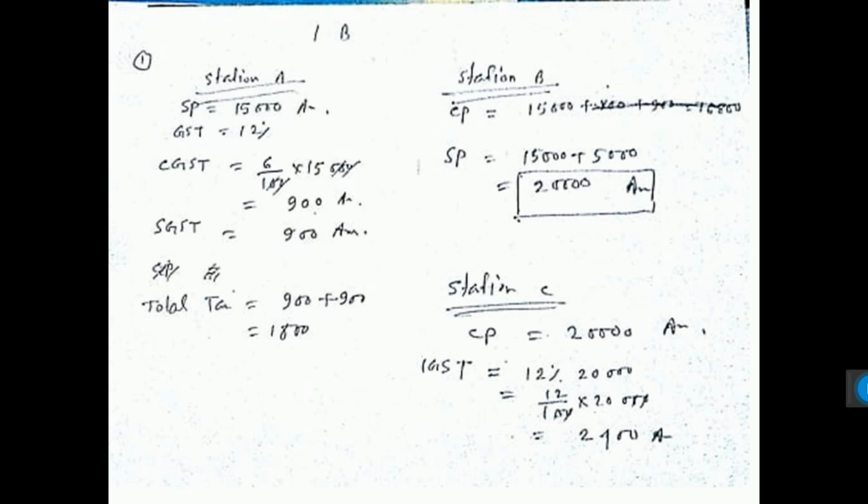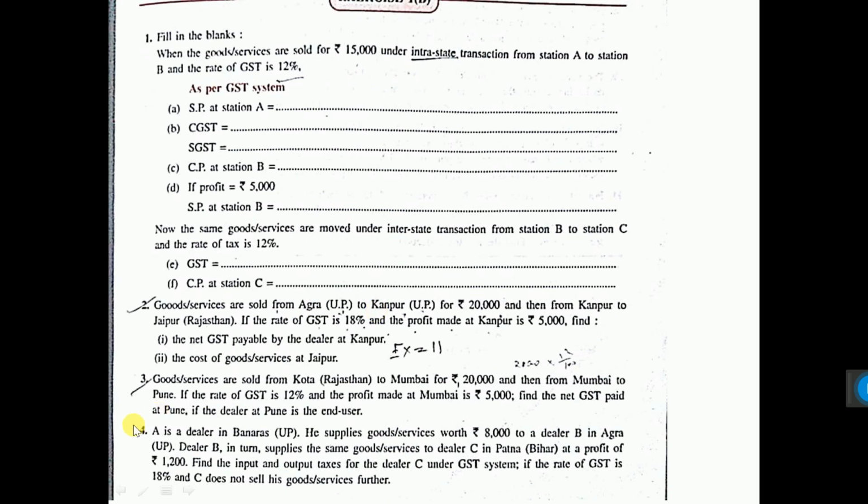And station C, IGST, I told you since it is interstate, so it will be IGST 12% of this. Because station C is an interstate transaction, it will be 12%, it will not be divided, 12% of this, that is the IGST of station C. So the sum is done. Now see sum number 2.